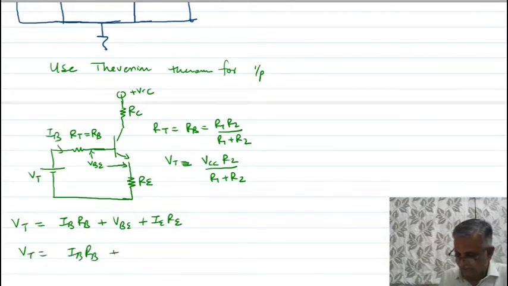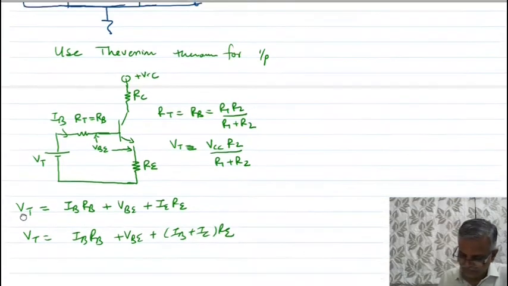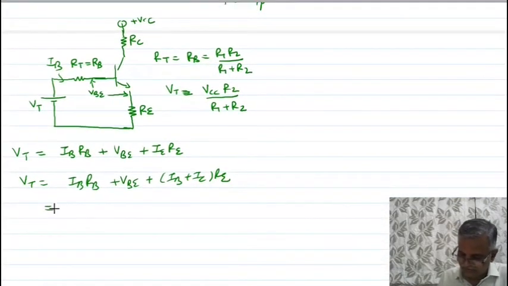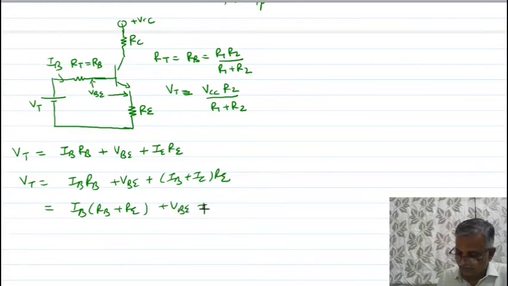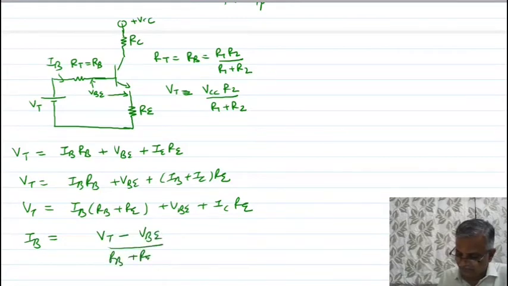VT equals IB RB plus VBE plus IB plus IC into RE. So I can write IB into RB plus RE plus VBE plus IC RE. So I can write base current is VT minus VBE upon RB plus RE minus IC RE upon RB plus RE.